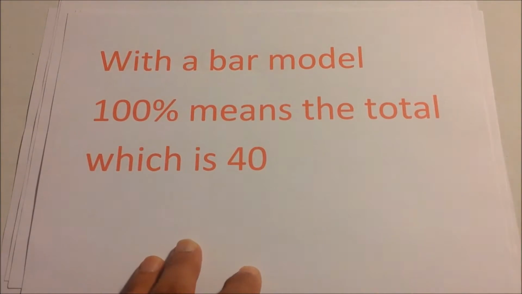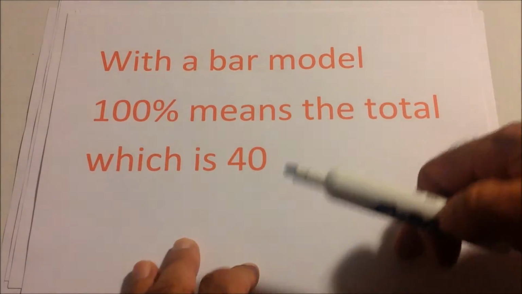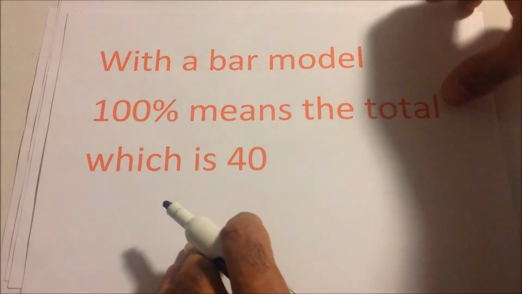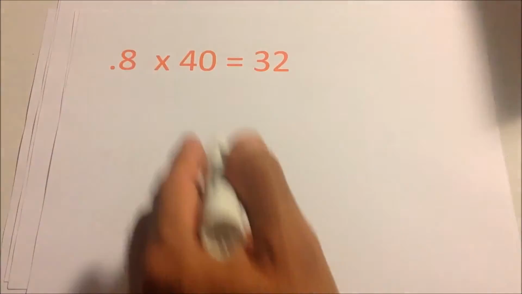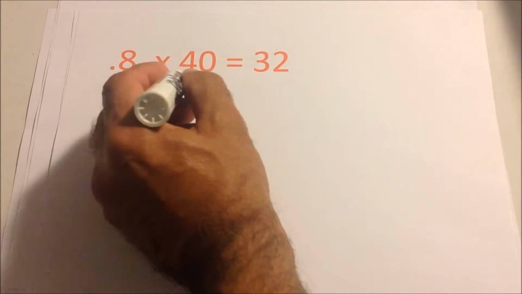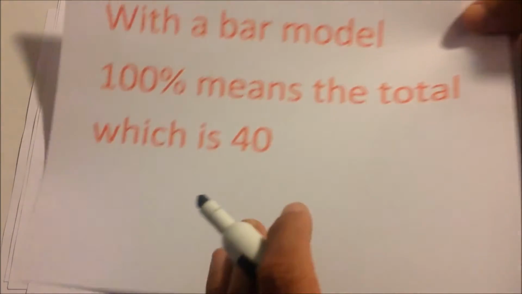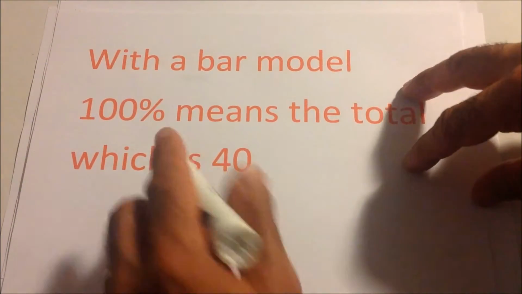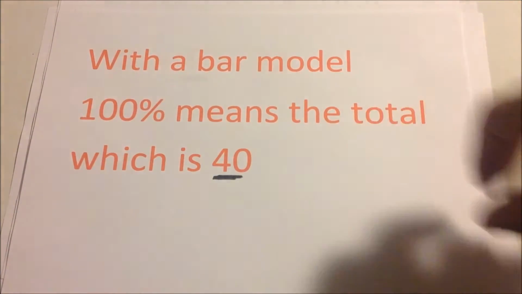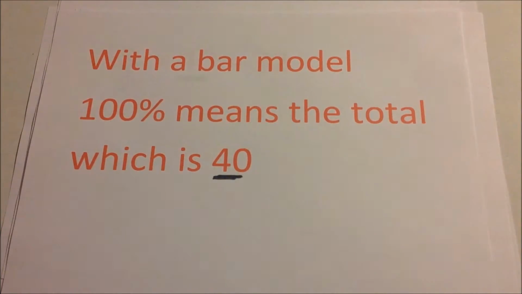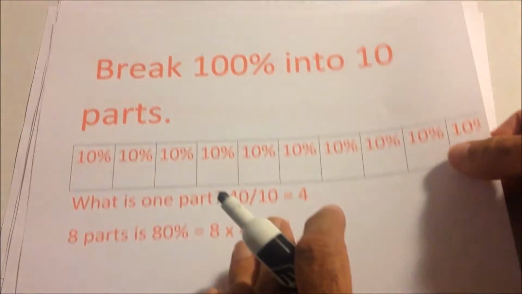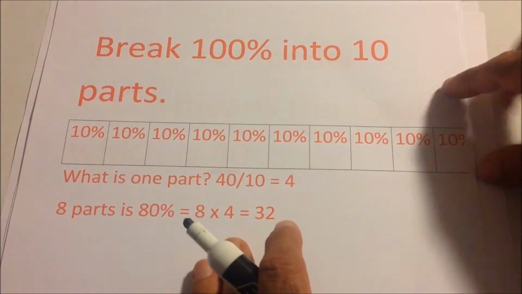When you have a bar model, remember 100% means the total. So in this case, if we go back, the total is 40. So 100% means 40. That means you have everything. Everything is 40. So we only want 80% of that. First thing we're going to do is break down the 100% into 10 parts. Always break it down into 10 parts.